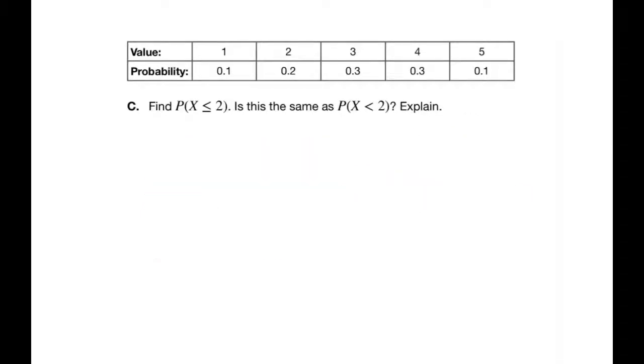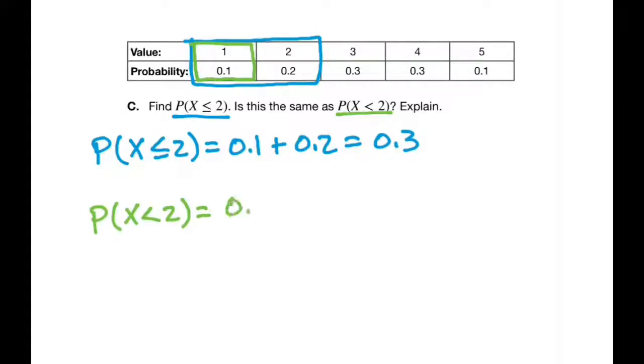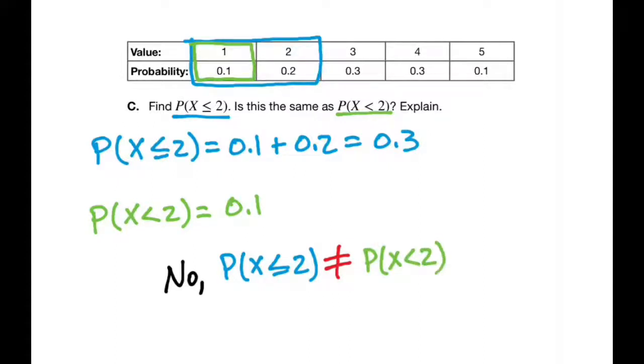Next, find the probability that x is less than or equal to 2. Well, that's just these two probabilities, so we just need to add those up. X is less than or equal to 2, that means 1 and 2. So I would do 0.1 plus 0.2, which is 0.3. So we got to answer, is this the same as the probability of x is less than 2? Well, less than 2 is just 1. So the probability that x is less than 2 is just 0.1. So no, the probability that x is less than or equal to 2 does not equal the probability that x is less than 2.